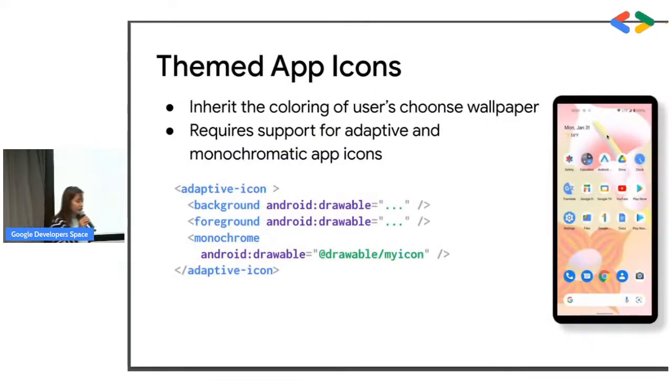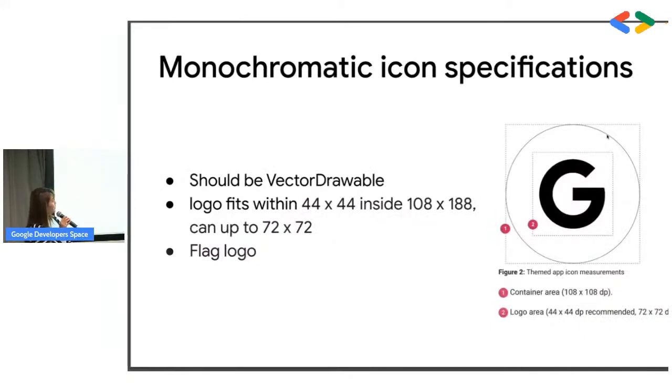Themed app icons were introduced in Android 13. So you can create a monochromatic app icon to support this. Okay, so let's check out the specification. I just realized I'm using the PDF presentation, so all the GIFs didn't work out. Okay, so the monochromatic icon specification: it should be a vector drawable, the container area should be 108 width and height, and the recommended logo size is 44 width and height, but you can still go up to 72. It should be flat.